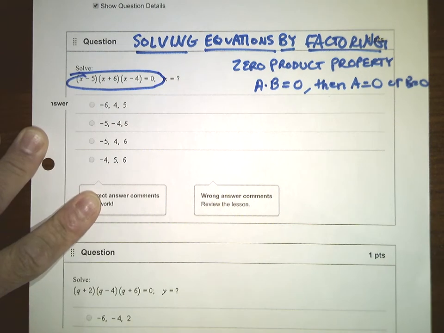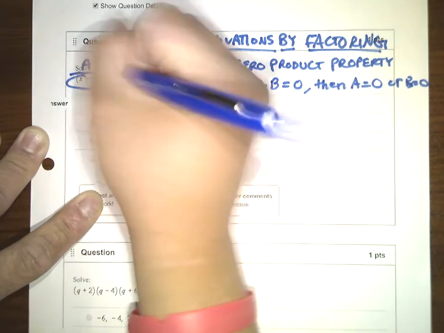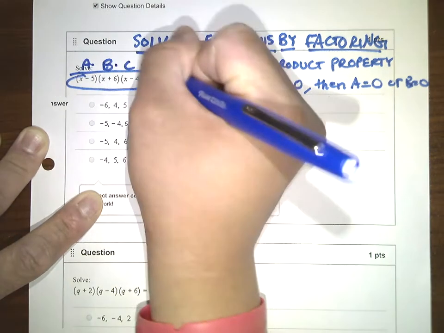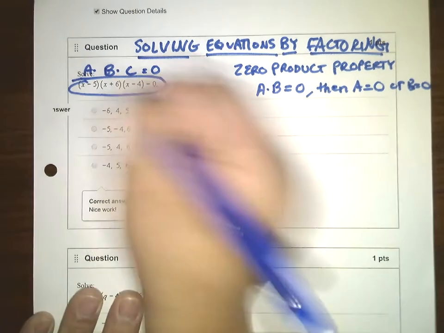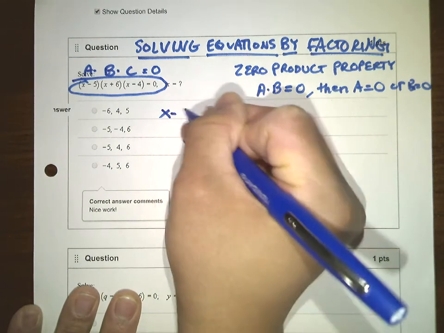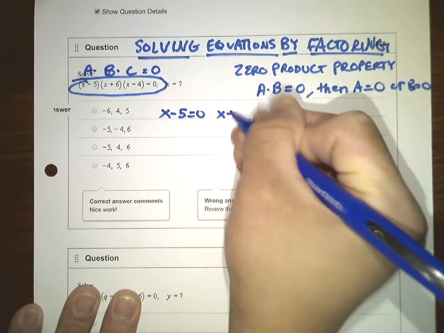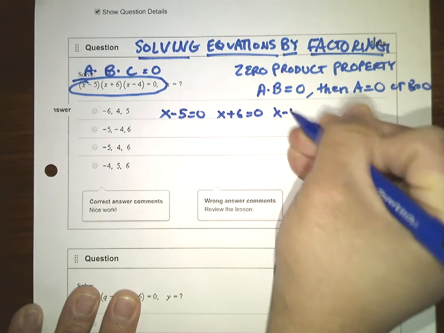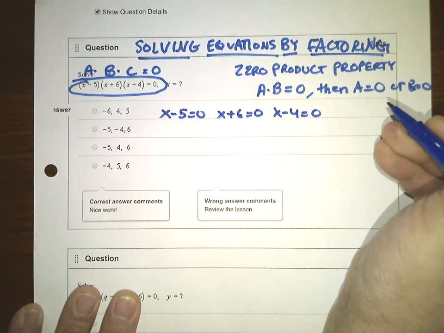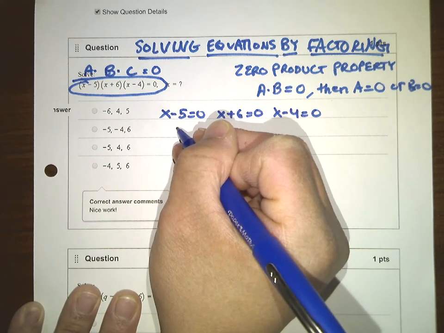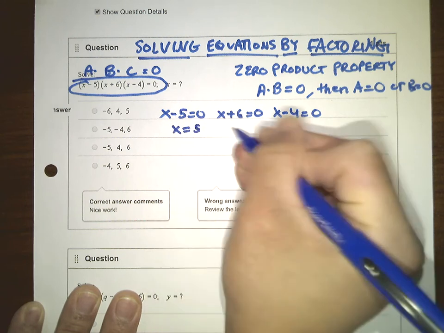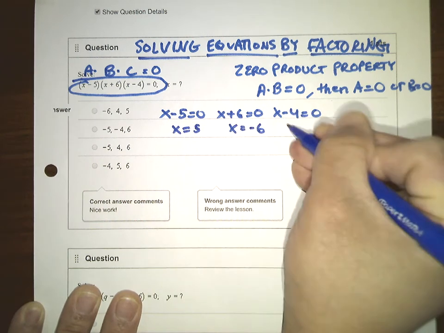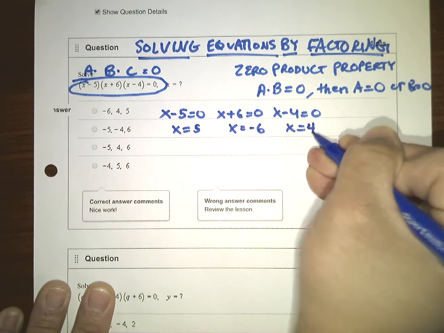Now, you can also extend that to more than two factors, like A times B times C equals 0. If this is to be equal to 0, then any of these three could be 0. So x minus 5 is 0, x plus 6 is 0, and x minus 4 is 0. If I solve each of these equations separately, then if I add the 5, x could be 5. If I subtract the 6, x could be negative 6. And if I add the 4, x could be 4.